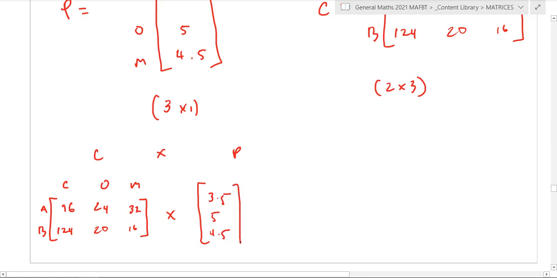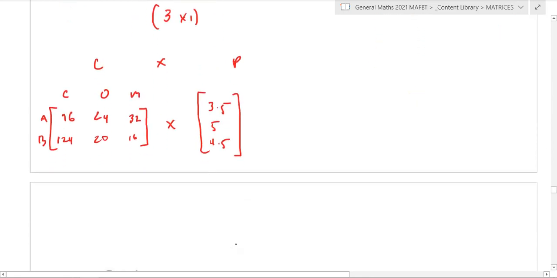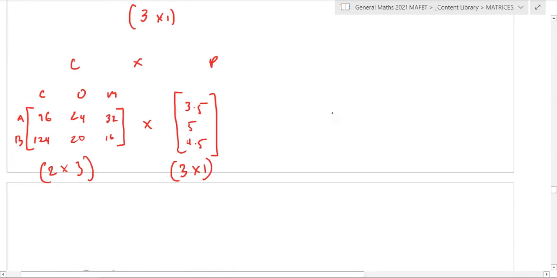Remember the principle of multiplying matrices? Row times column, row times column. This is a 2 by 3, and this is a 3 by 1. So now it's doable. The middle numbers are the same, and the outside tells you that it's a 2 by 1 matrix. So when you multiply these, it's going to be 2 rows, 1 column. Give yourself space to do it.